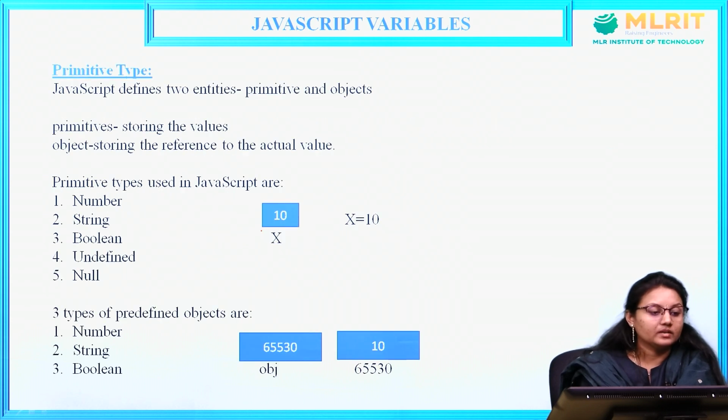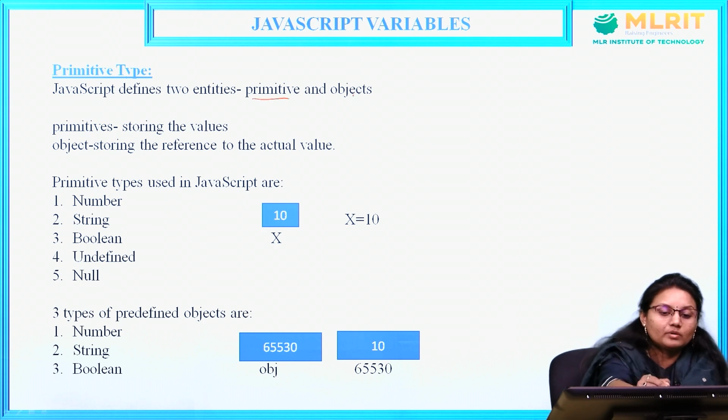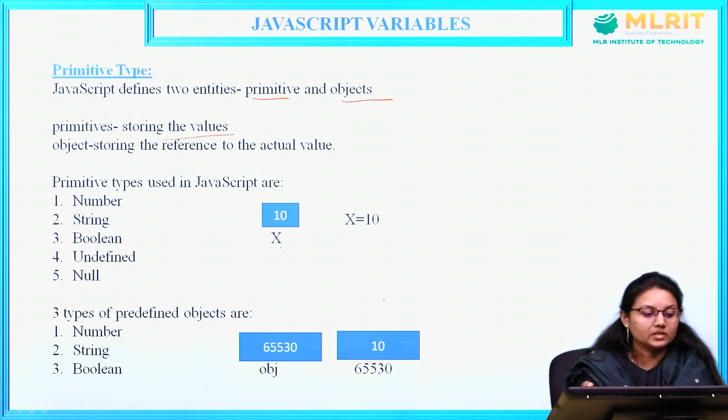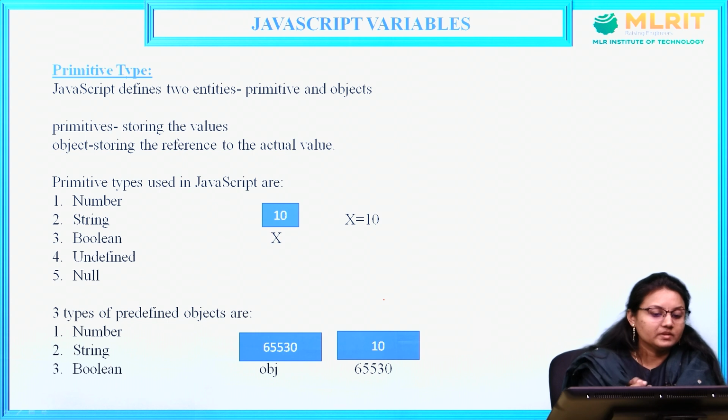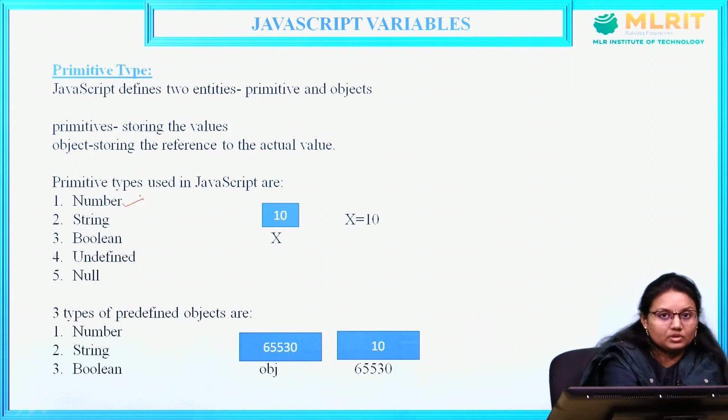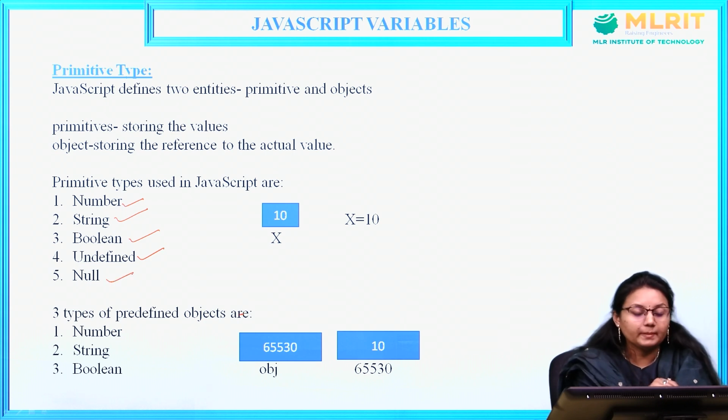So here you have primitive types. JavaScript defines two entities, primitives and objects. Primitives store the values, like x is storing 10, y is storing 20. An object stores the reference to the actual value. So the primitive types are number, string like any text, boolean, true or false, undefined and null. These are the primitive types you have.